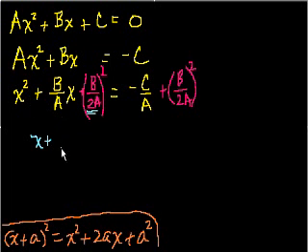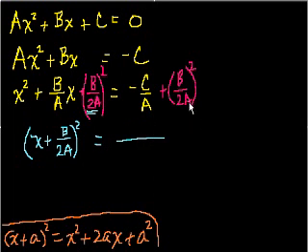So this is the same thing as x plus b over 2a, everything squared. And then that equals, let's see if we can simplify this or make this a little bit cleaner. If I were to have a common denominator, I'm just doing a little bit of algebra here. When I square this, it's going to be 4a squared. So let me write this. This is equal to b squared over 4a squared, right?